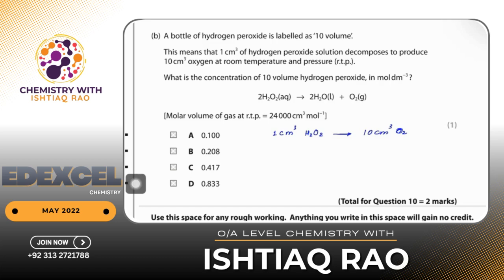Keeping in mind 1 cm cube of H2O2 gives 10 cm cube of oxygen. Sir, the moles of oxygen would be equal to the moles of hydrogen peroxide because it's at room temperature. No, the mole ratio is 2:1. Oh, okay.